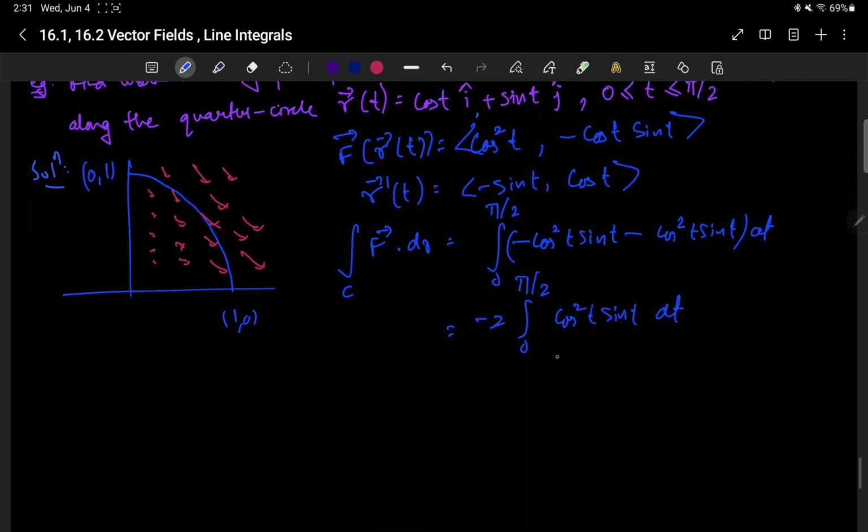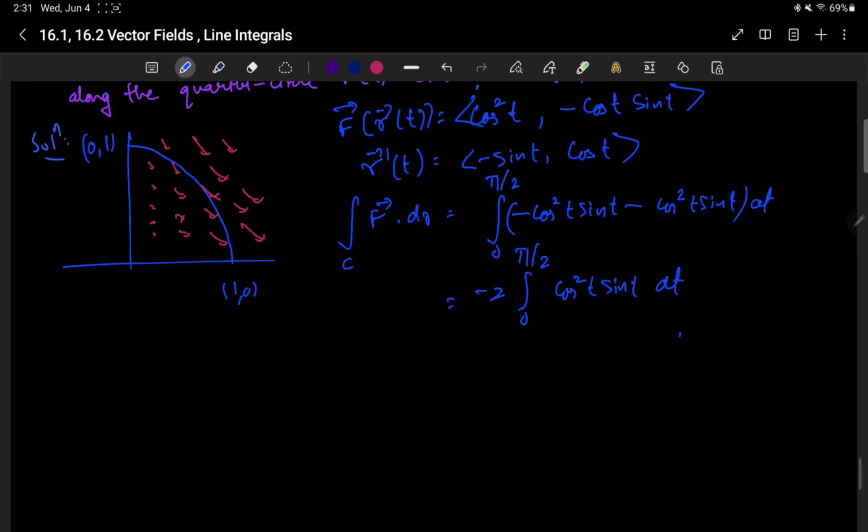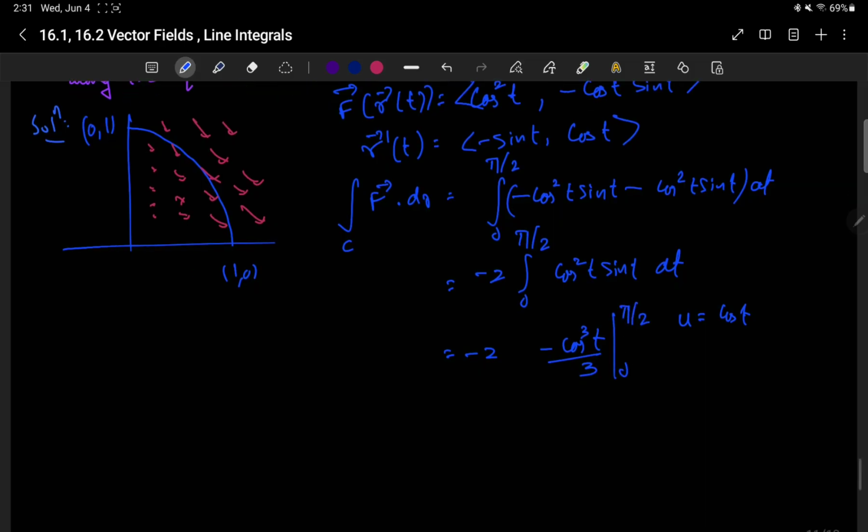Now from a previous discussion, you know what to do when you have cosine raised to m and sine raised to n, which is you will use a substitution. So if you use u equals cosine t, this is going to work out to be negative 2 cosine cubed t over 3 from 0 to pi over 2, where at pi over 2 cosine is 0, but at 0 it's 1. Oh, actually, wait. The 0 minus, there will be another negative, so this will come out to be negative 2/3.